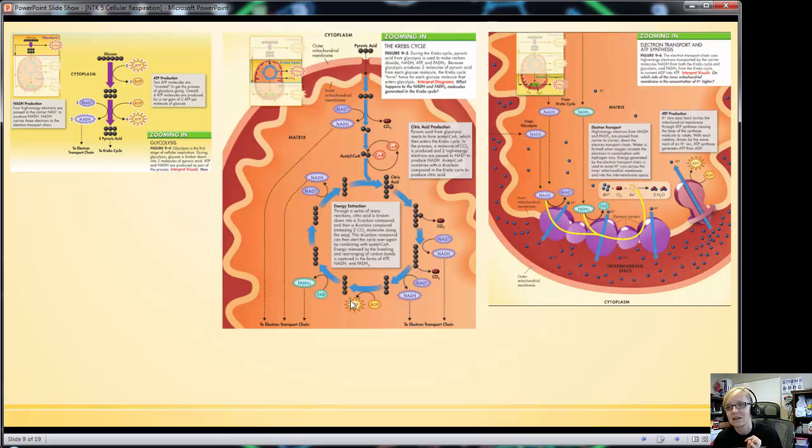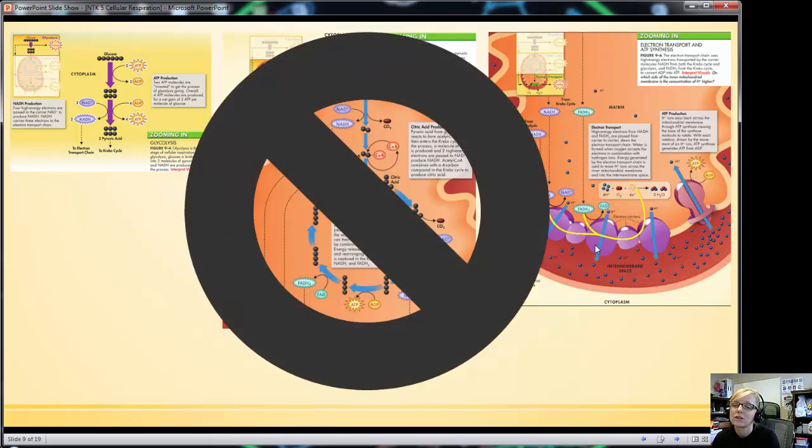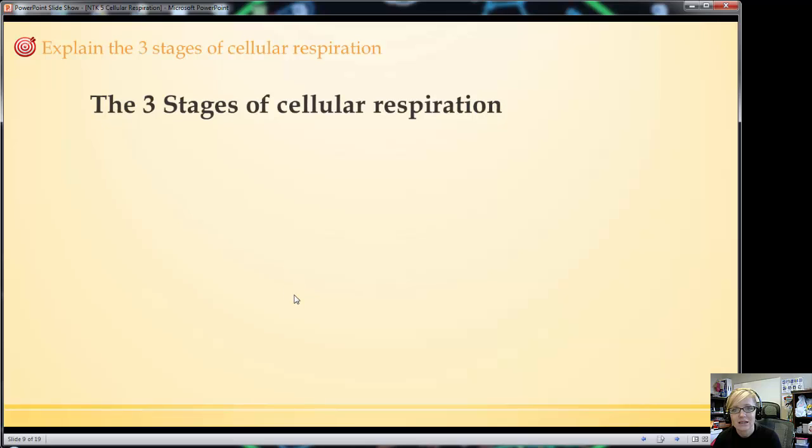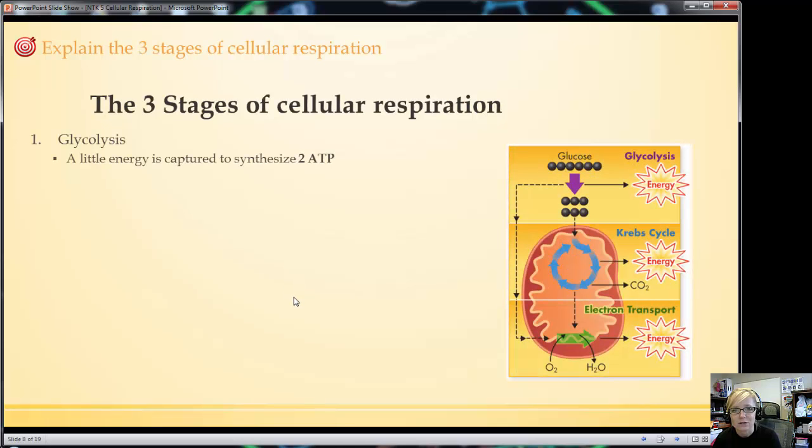And oh my gosh, look at the electron transport chain. Remember, all of this is happening inside of our mitochondria. So that's what this big structure is. And there's some proteins embedded in this layer inside of the mitochondria. And we have a lot of electrons and different types of molecules jumping around. Guess what? You don't need to know all of this. Okay, so really what you do need to know is, back on this slide, our 3 stages of cellular respiration.